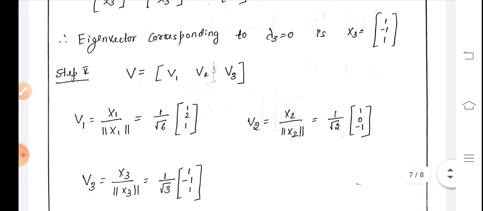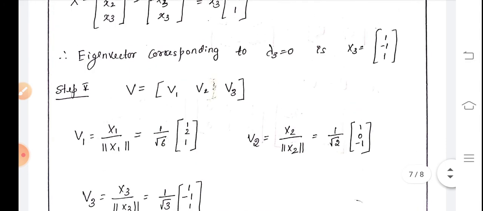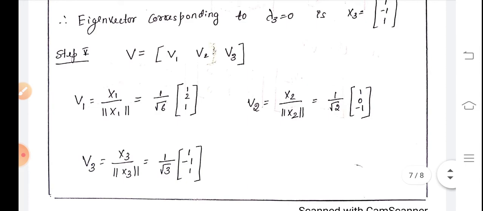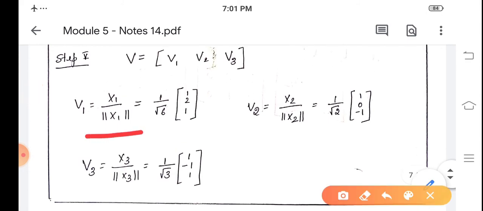Now in the next step, we write the matrices U, V and sigma, where U and V are orthonormal matrices. V is given by V equal to V1, V2, V3, where V is orthonormal. So V1 is x1 by norm x1, that will be 1 by root 6 into 1, 2, 1. Similarly, V2 is x2 by norm x2, that gives 1 by root 2 into 1, 0, minus 1. And V3 is x3 by norm x3, that is 1 by root 3 into 1, minus 1, 1.